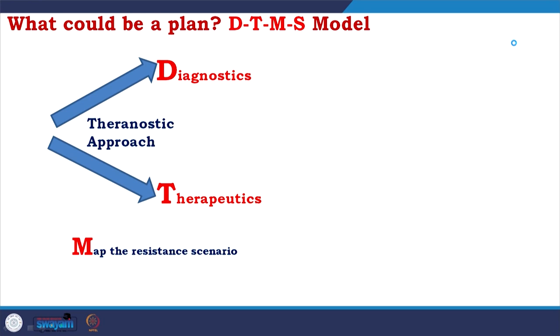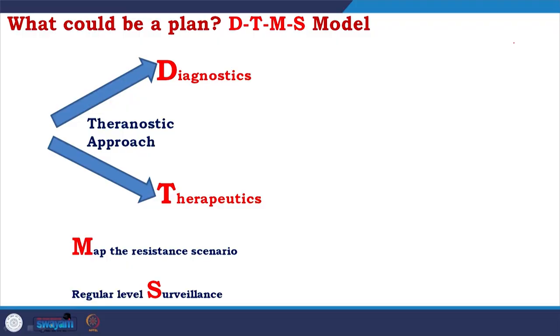Then you need to understand from where the resistance is developing. So, for every country, you need to map the resistance. Is it the hospital? Is it the animal farm? Is it the canal where the wastewater, the dirty water, is going? Getting every piece of information is called mapping the resistance scenario.